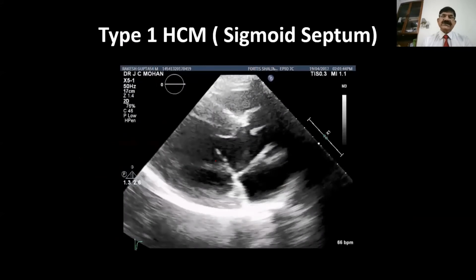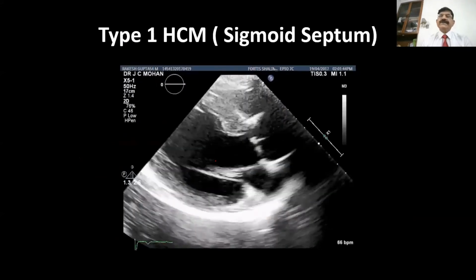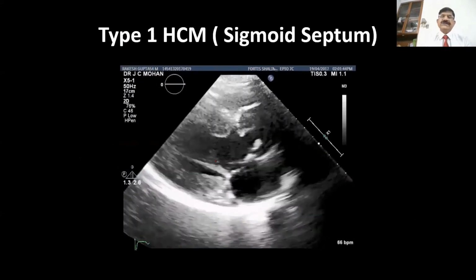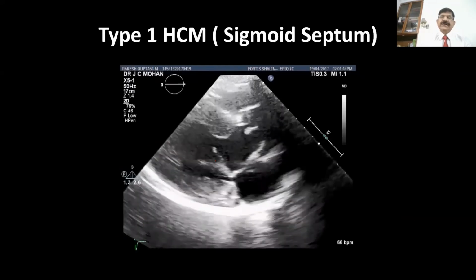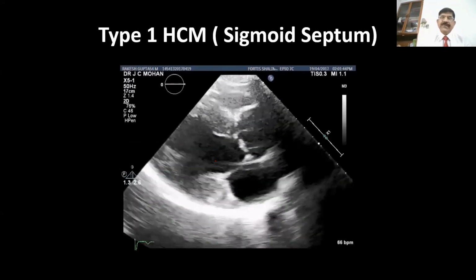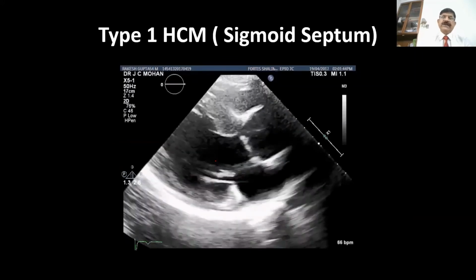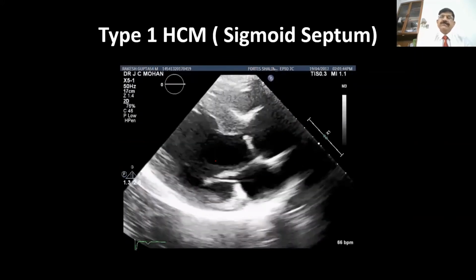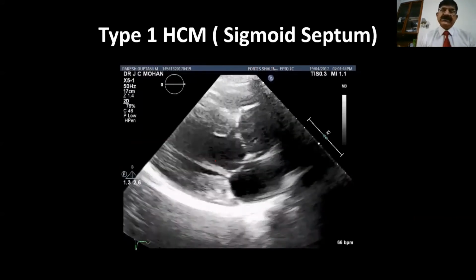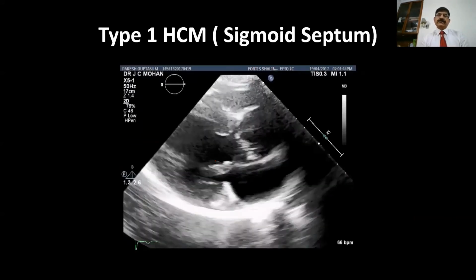Let me show you an example. First, a type 1 example, sigmoid septum. You can see the convexity of the basal anterior septum. You can see SAM. You can see an elongated anterior mitral leaflet, posterior leaflet, as well as cords. In sigmoid type 1, the genotype positivity is less than 10%, close to 10%.